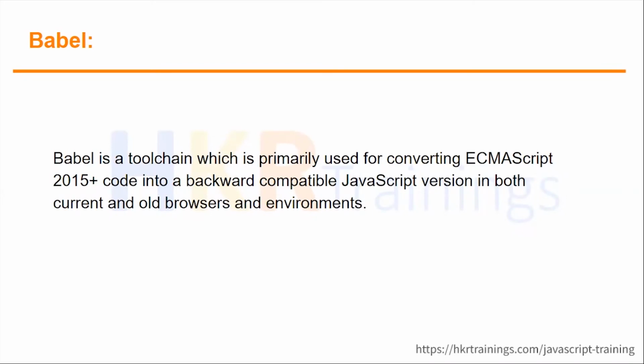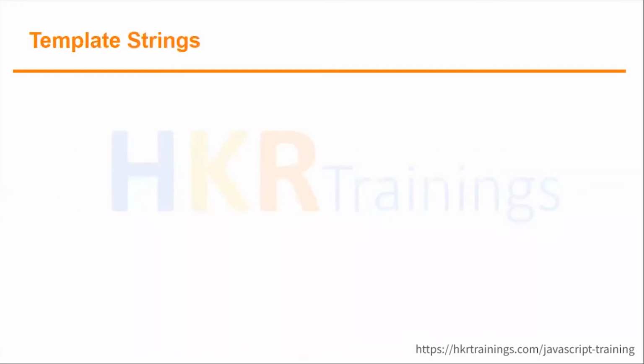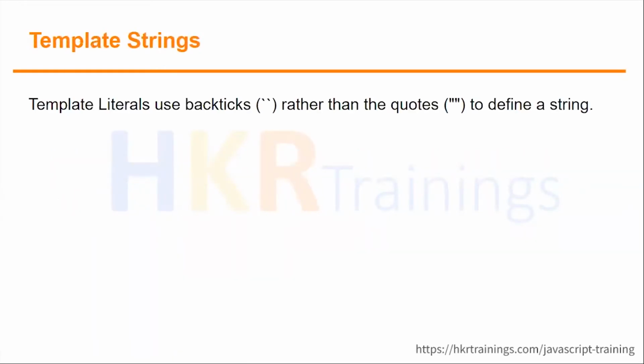So this Babel is a toolchain which is used to convert ECMAScript code into a compatible JavaScript version. If you have any ECMAScript code and want to convert it into suitable, compatible JavaScript code, then Babel is the one we will be using. It can be read across all browsers except Internet Explorer. So this is that. Now we will go to template strings.